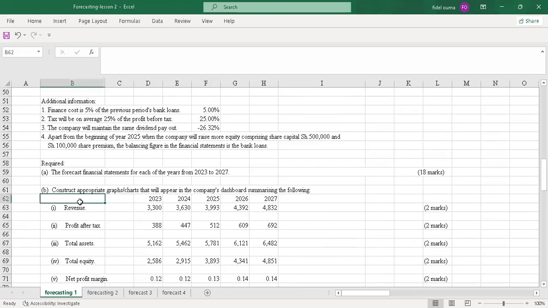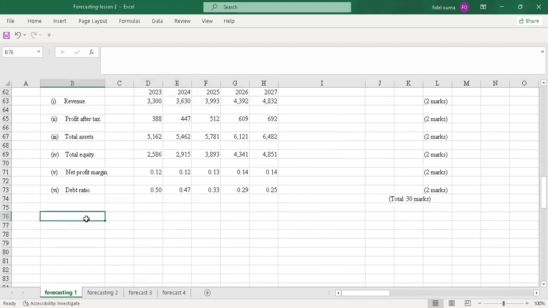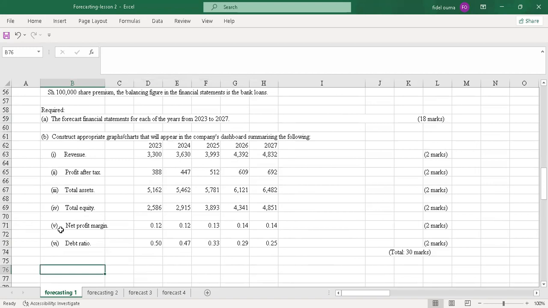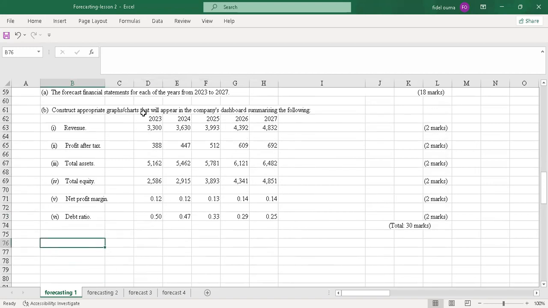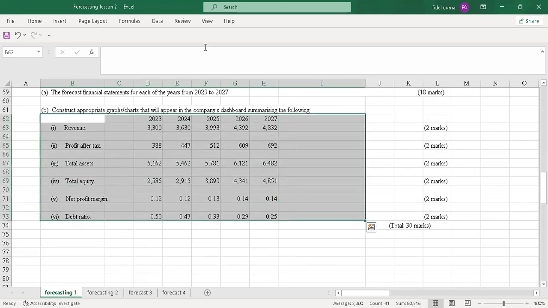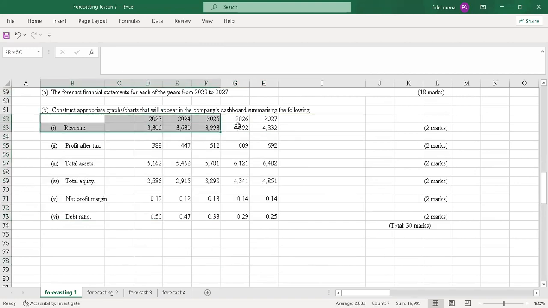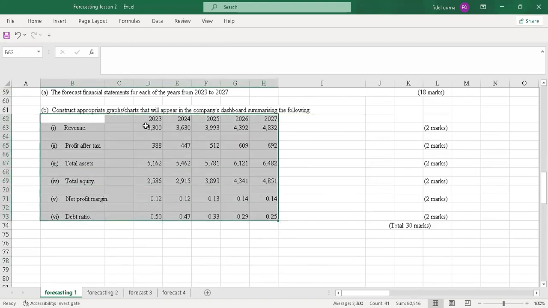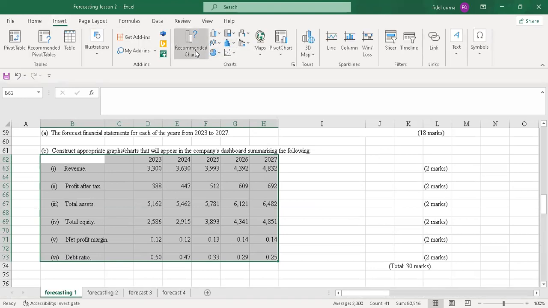So I'll just select this. Let me see if I can select up to here. Yeah, so alternatively, because I don't want to do away with these Roman numbers, I'll select this. Let me just select everything here. Yeah, because this is what is supposed to appear on the dashboard. Then you just go to insert. Then you go to recommended.